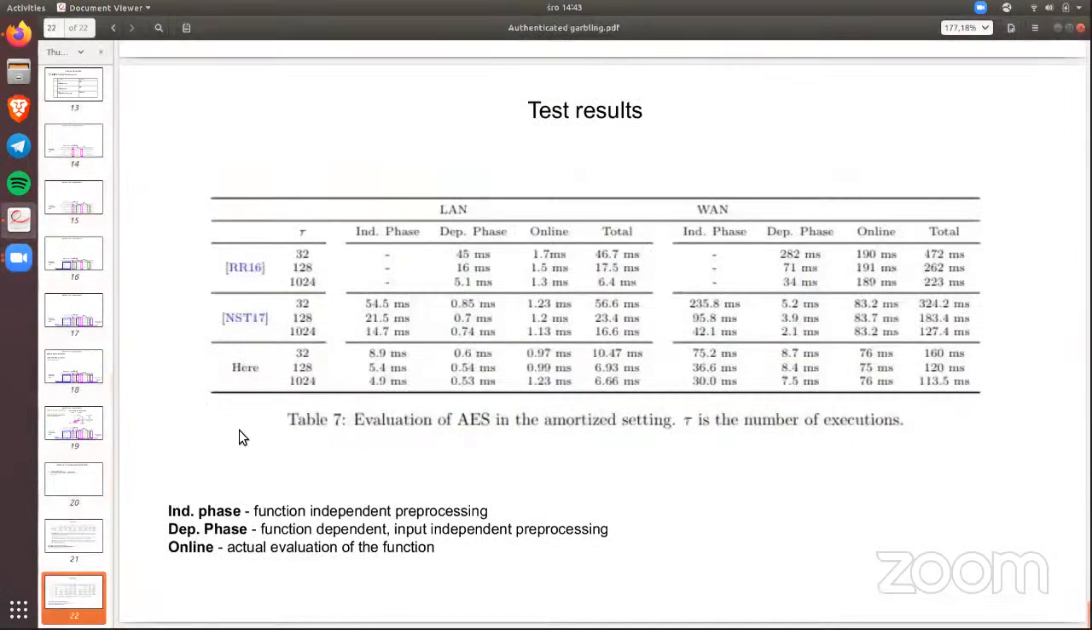And there is another test, which is also a comparison to the previous work. And this is the evaluation of symmetric encryption in the amortized setting, where multiple encryptions are evaluated at once. So, we can see some improvement here, although apparently the more encryptions are evaluated at a given time, the less improvement over the previous work it gives.